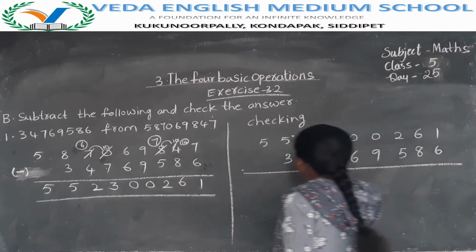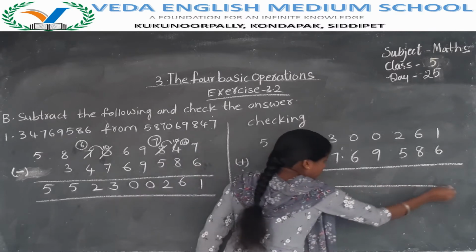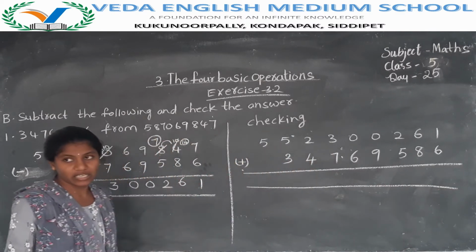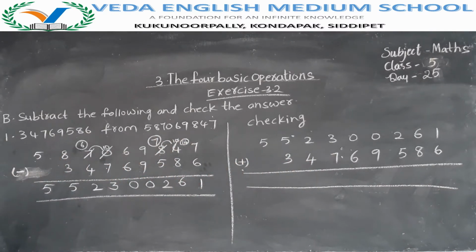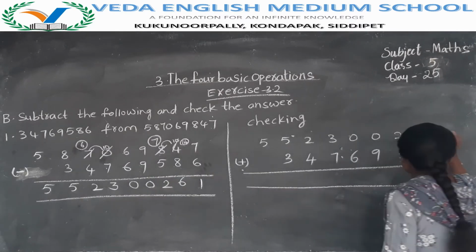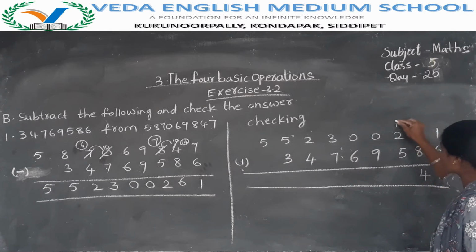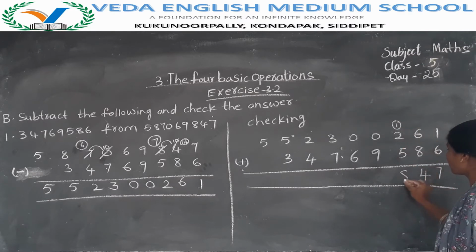For these two numbers we have to do addition. ఈ రెండు నెంబర్స్ మనం ఏం చేయాలంటే addition చేయాలి. Not subtraction, addition. We have to do addition for these two numbers. Now add these two. 6 plus 1 7, 6 plus 8 14. 4 you have to write here, 1 becomes carry. 2 plus 1 3, 3 plus 5 8.